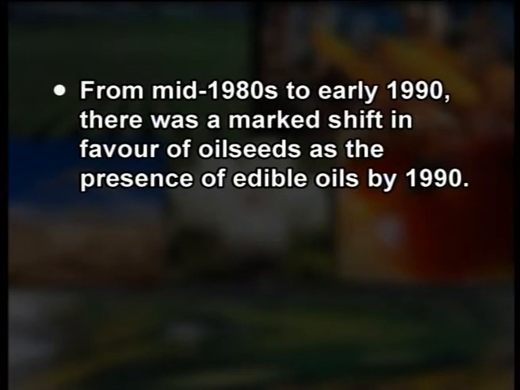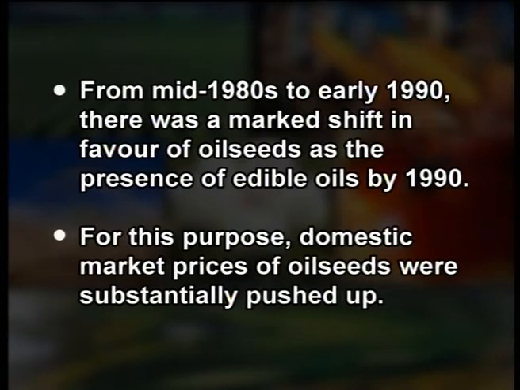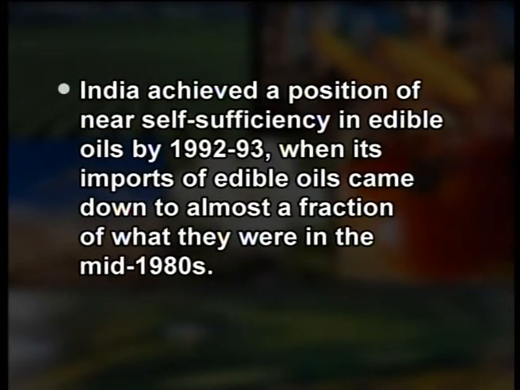In fact, from the mid-1980s to the early 1990s, there was a marked shift in favor of oilseeds, as the aim was self-sufficiency in edible oil by 1990. For this purpose, domestic market prices of oilseeds were subsequently pushed up. India achieved a position of near self-sufficiency in edible oil by 1992-93, when its imports of edible oils came down to almost a fraction of what they were in the mid-80s.